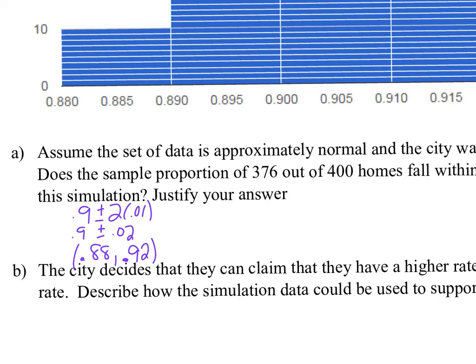So the question is saying, does the sample proportion of 376 out of 400 fall within the margin of error of the simulation? So we have to figure that out. So our p hat, which is our sample proportion, we'll be talking more about that next class, but just for now you can trust me on that. P hat is what we use for our sample proportion, and it is going to equal 0.94. So now the question is, is 0.94 in the interval?